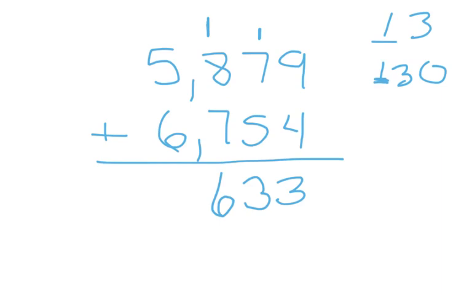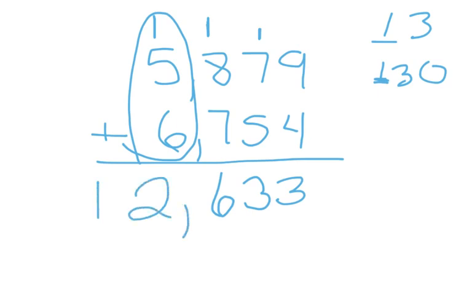So that group, I'm going to carry it above the number in the thousands column, and now I can add these together. 5 plus 1 is 6, plus 6 is 12, but it's not just a 12, friends, it is 12,000. So our answer was 12,633.